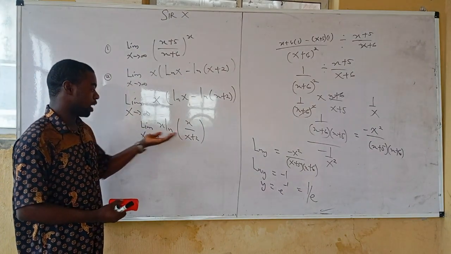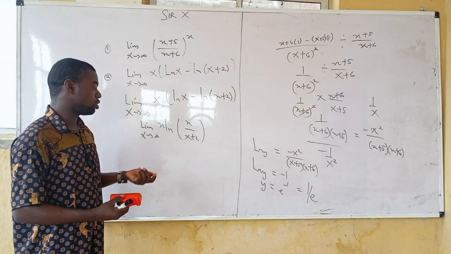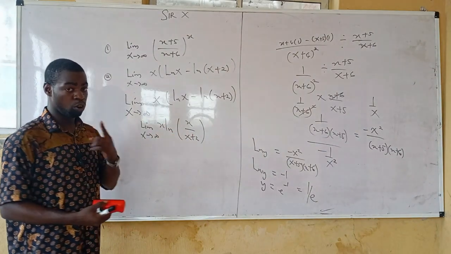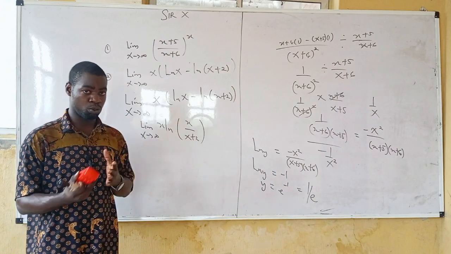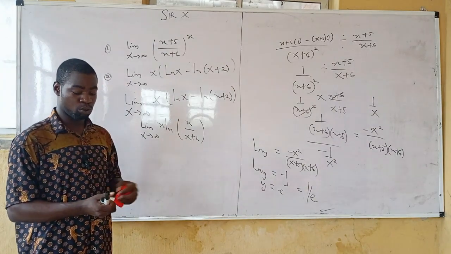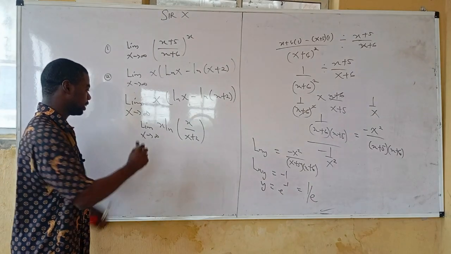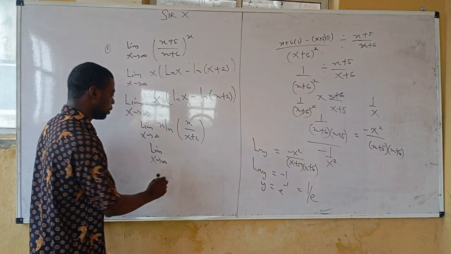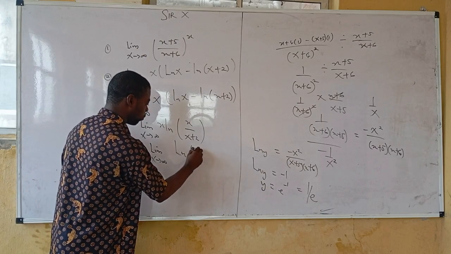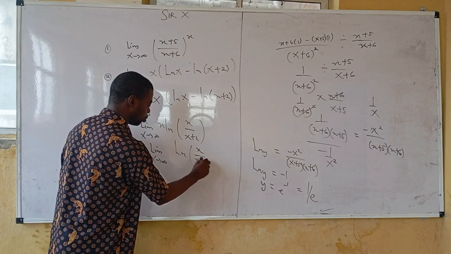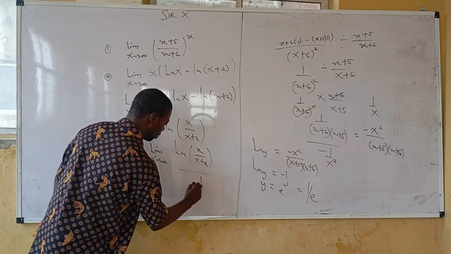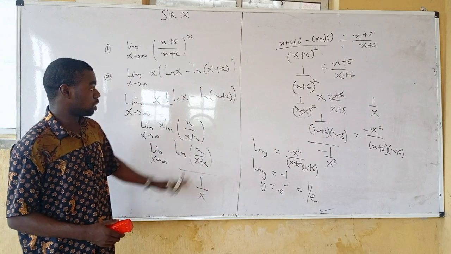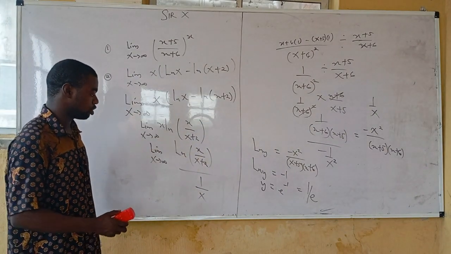So at this point, we're having a product. What we need to do is make a quotient out of it, because L'Hopital's rule will never work for products, right? So we want to make a quotient out of it. To do that, we get the limit as x approaches infinity of ln of x over x plus 2, divided by 1 over x. So we can move on to do our differentiations.